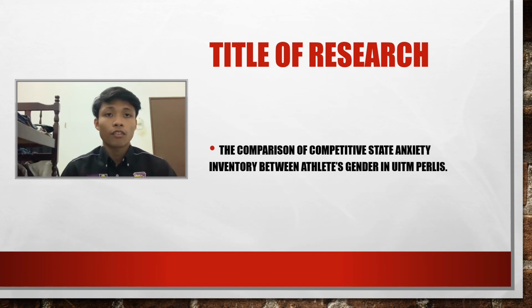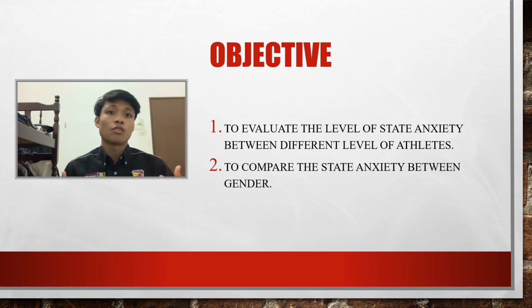So the title of this research is the comparison of competitive state anxiety inventory between athletes' gender in UiTM Perlis. For this study, there are two objectives. The first one is to evaluate the level of state anxiety between different levels of athletes, and the second one is to compare the state anxiety between gender.